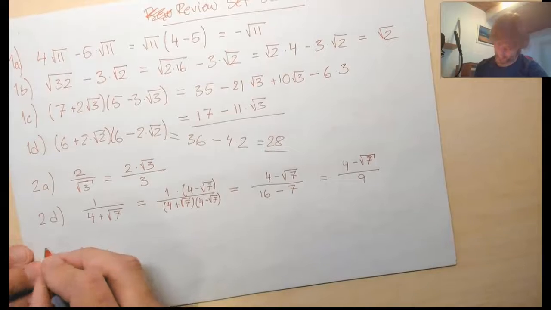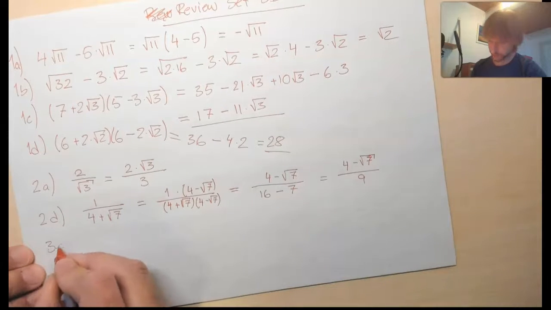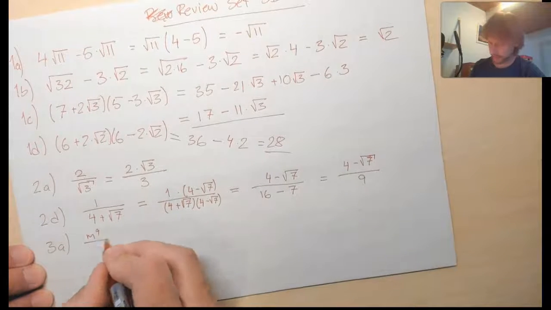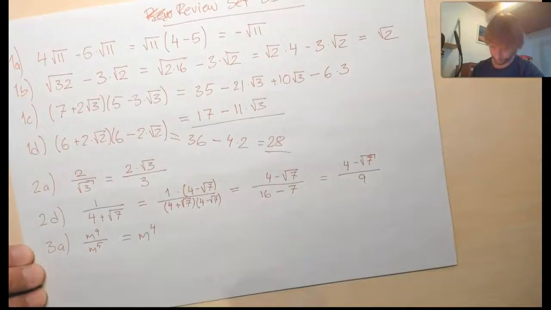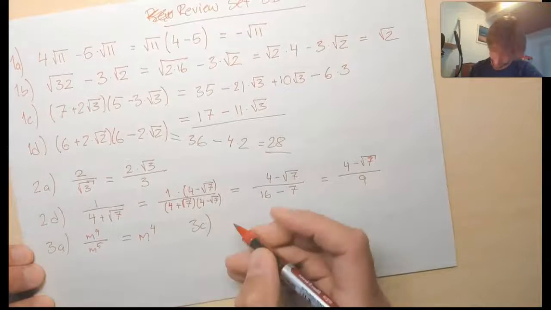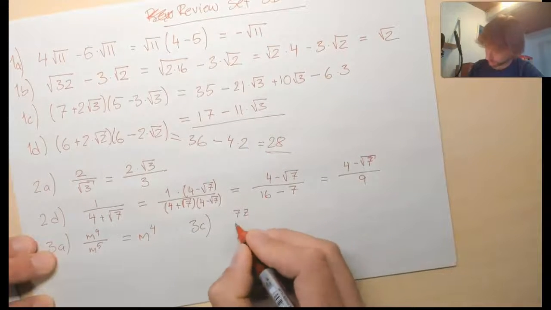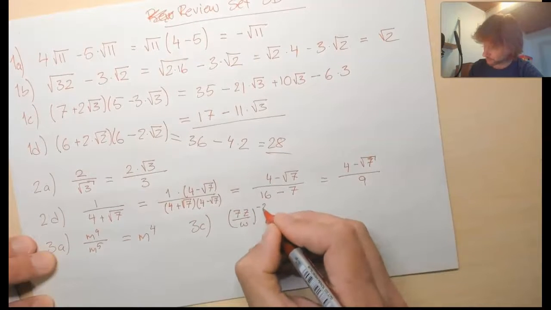Right, let's move to 3. Let's do 3a. So m to the power of 9 over m to the power of 5, we can subtract the powers, so that's m to the power of 4. I'm not going to waste any time on 3b, because anything raised to the power 0 is just 1, so 3c, we have 7 times z over w to the power of minus 2.